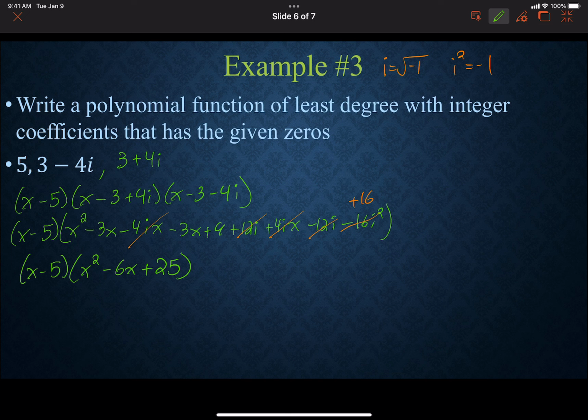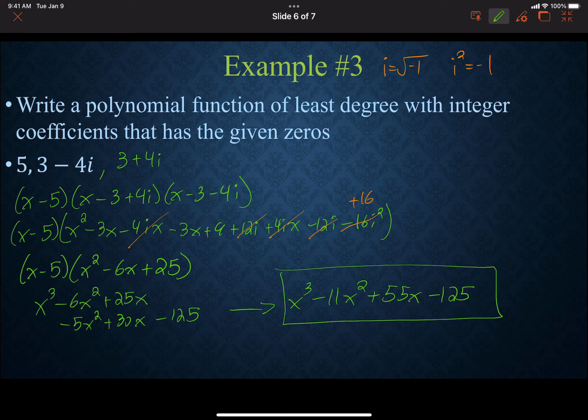We're going to go ahead and FOIL this. X times everything on the right, giving us x cubed, negative 6x squared plus 25x, and negative 5 times x squared, negative 6x, and a positive 25, we get x cubed minus 11x squared plus 55x minus 125. And there's our final answer. All right, so that's the process with i.